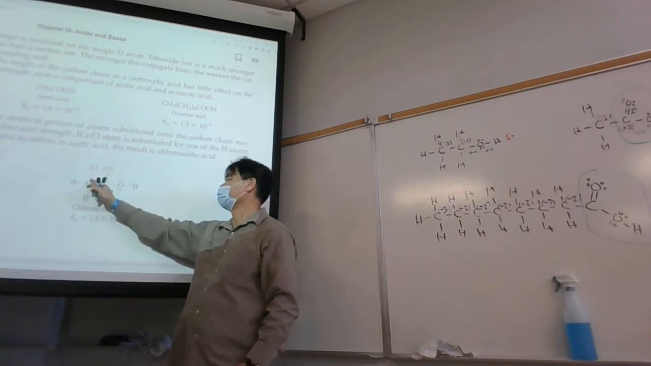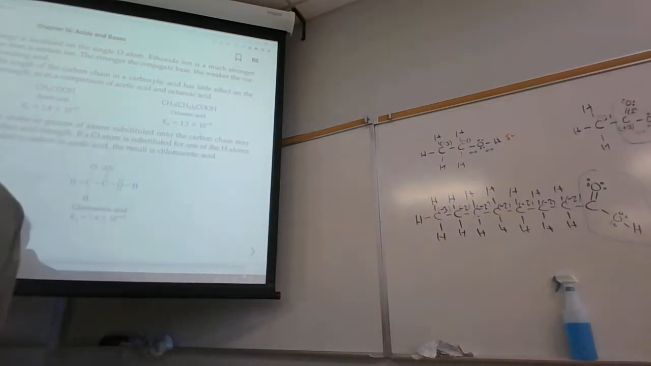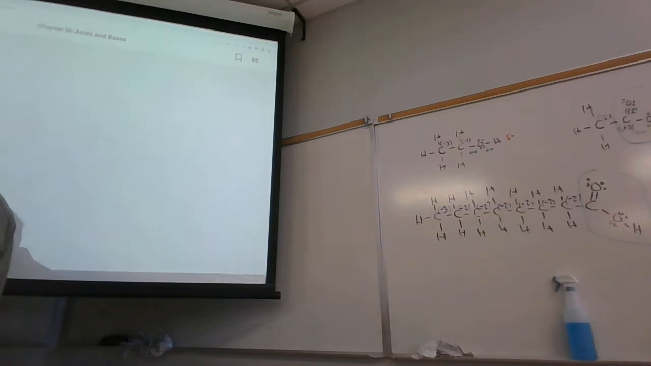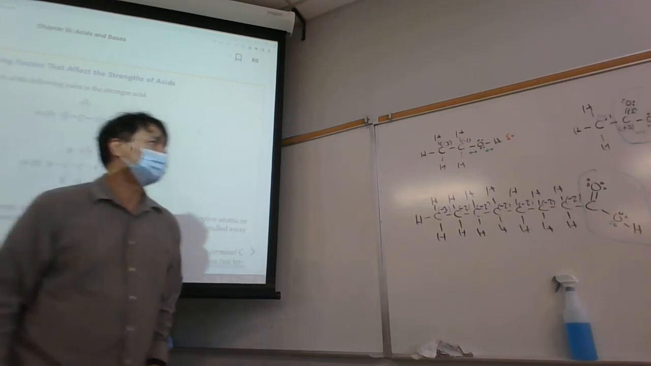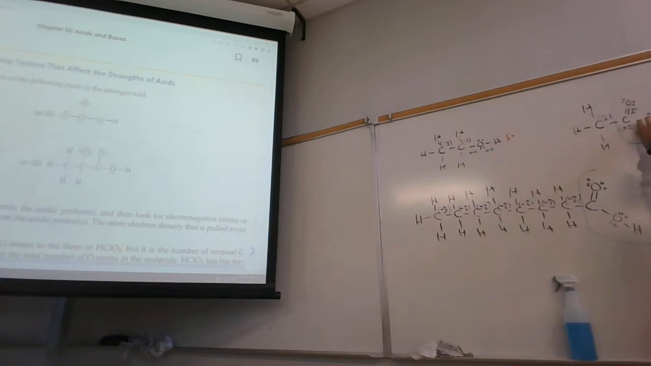Whereas this would be an electron withdrawal group attached to the carboxyl. So acetic acid is an electron pusher. The methyl, yeah, in acetic acid, we have the methyl group, which is an electron pusher. In trichloroacetic acid, we have an electron withdrawal group, and so it's going to make it more acidic.